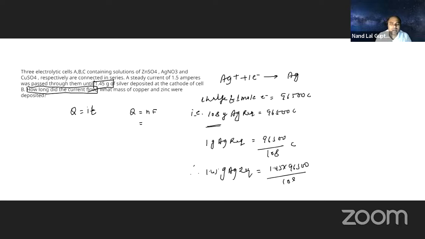Now you can use this value in the equation t is equal to Q by I. Q we calculated as 1295.6 coulomb. Dividing by the current, 1.5 ampere, it gives t equal to 864 seconds.